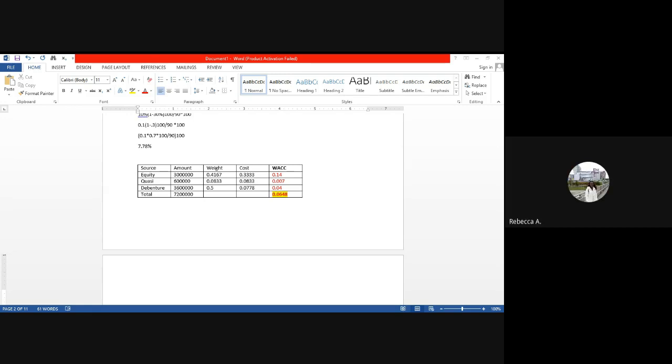Why am I getting a different figure? Rebecca, you are getting a different value? I'm getting 0.187. Yeah, same. 0.187. Somebody else who has a different figure?